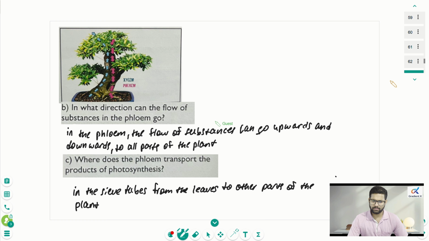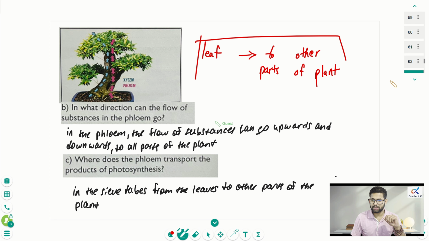In what direction can the flow of substances in the phloem go? In the phloem, the flow of substances can go upwards and downwards to all parts of the plant. What is expected? What did I teach you? In phloem, there is transportation of food, the movement of food from the leaf to other parts of the plant, right? You have to specify it.